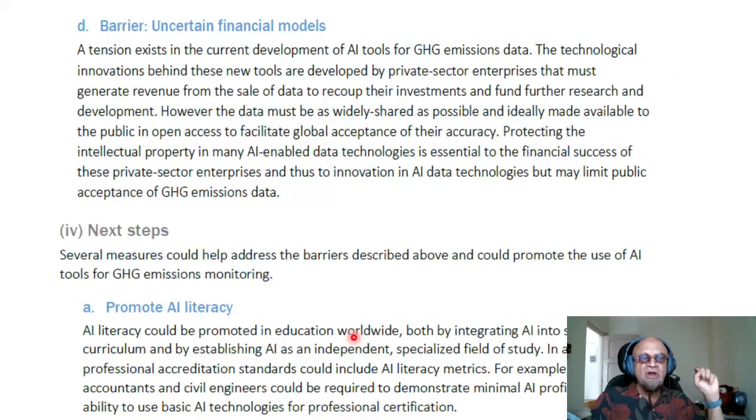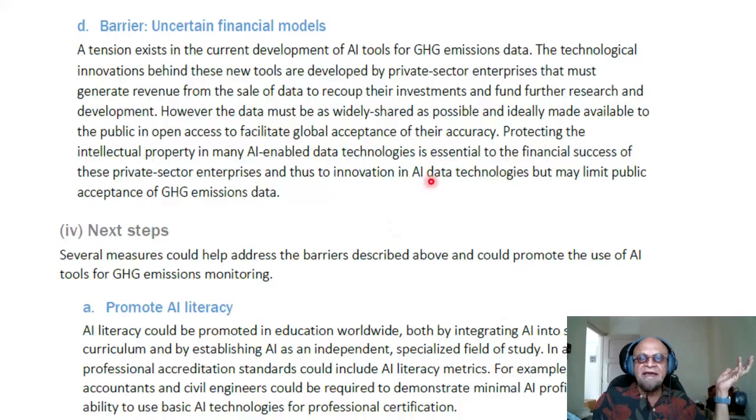Uncertain financial models. The tension exists in the current development of AI tools for greenhouse gas emissions data. The technological innovations behind these new tools are developed by private sector enterprises that must generate revenue from the sale of the data to recoup their investment and fund further research and development. So this is the mode of operation. We cannot do anything else unless somebody just pays for everybody to collect data.